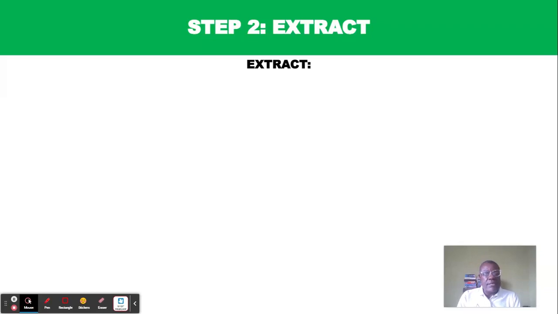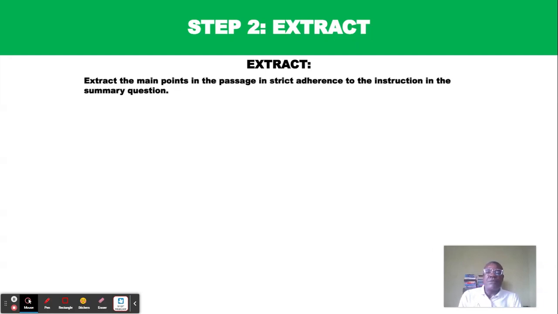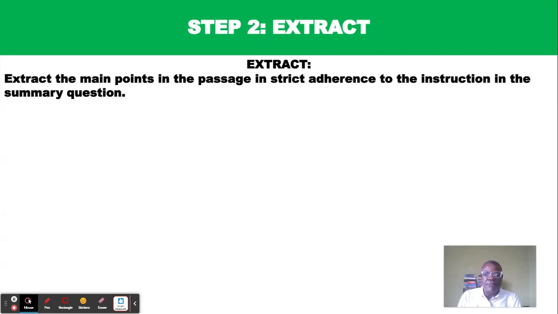Now, step number 2, extract. You see, the first step is read, and we have seen what it means to read ABC. A, read the questions first. B, read the passage and make sure you understand it. C, go back to the questions and read, and then you are ready to begin to answer the questions. Now, step number 2, extract. Extract the main points in the passage in strict adherence to the instruction in the summary questions. You know what you are asked to summarize, so you begin to extract the ideas.